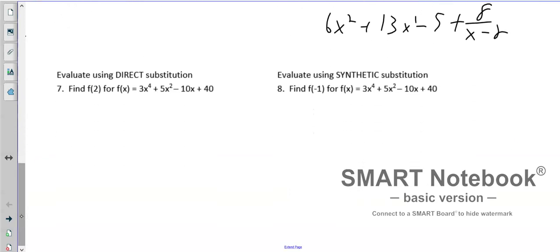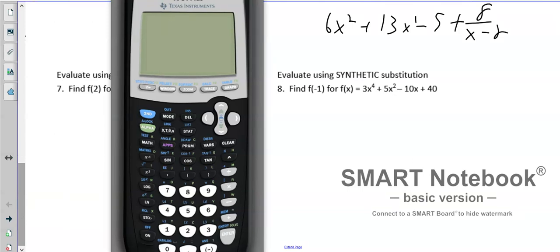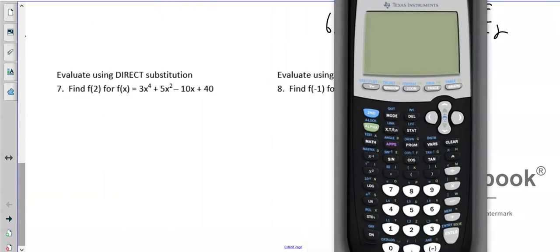Okay, direct substitution. Let the calculator be your friend. So we go to y equals, clear it out, and we put in 3x to the 4th power, come down, plus 5x squared minus 10x plus 40. Go to your table and find 2.